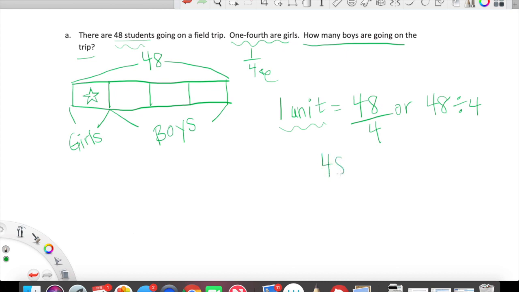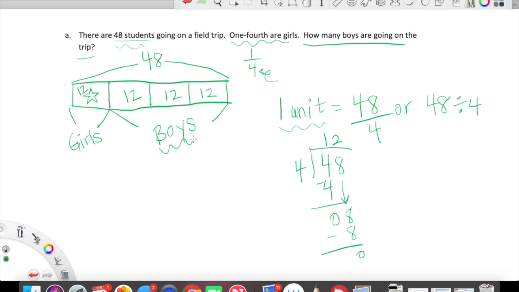We can do that very quickly using some long division. Some of you might have this answer already, and that is fabulous. Let's see if we have the same one. 4 goes into 4 one time. 1 times 4 is 4. We have nothing left over. Bring down the 8. 4 goes into 8 twice. Awesome. 2 times 4 is 8. And we have nothing left. So, you guys, each unit is 12. 1 unit is 12. So we have 12 girls. We'll have 12 inside this unit, 12 inside this unit, and 12 inside this unit.